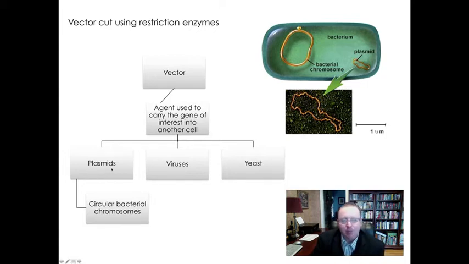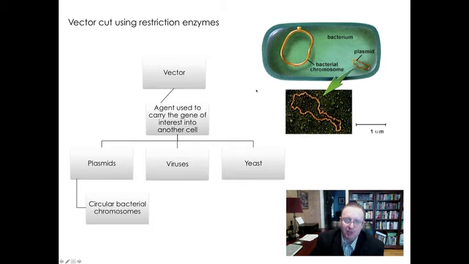plasmids. Plasmids are circular bacterial chromosomes. So if you see the picture up here, you have a bacterium, a bacterial cell, and the bacterium has a single bacterial chromosome, and then it has a plasmid, which is just a loop of DNA. That plasmid is going to be the vector that's going to carry our gene of interest.